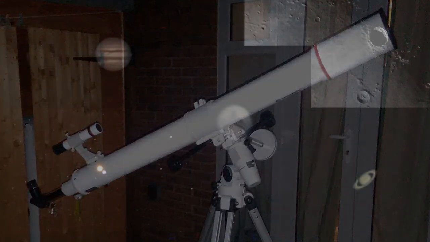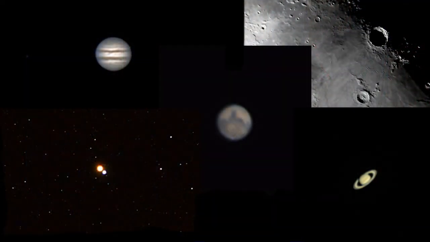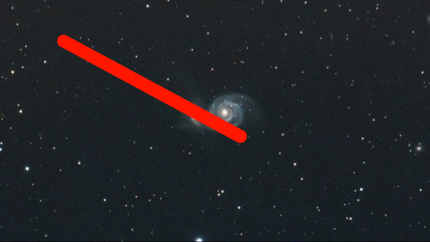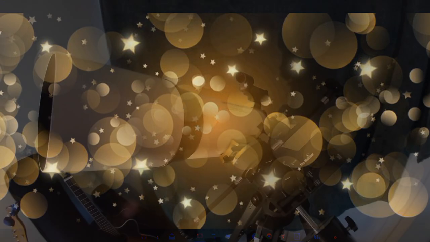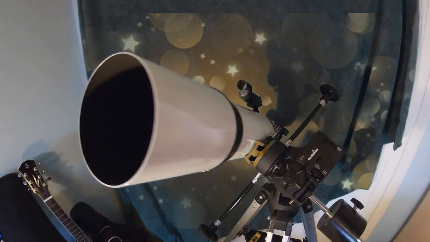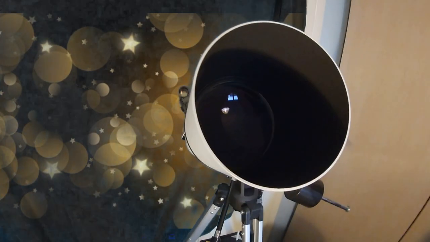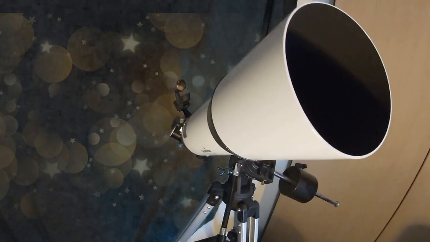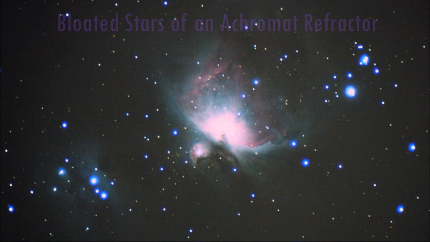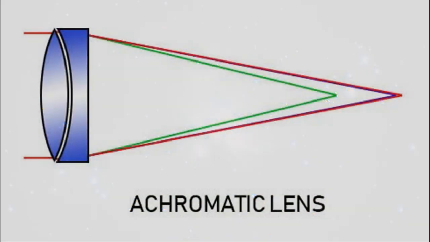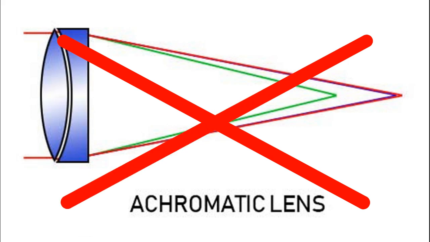They are great for visual work such as planets and the moon and double stars, but because they're optically very slow, they're not really suitable for deep sky imaging. They do make shorter, faster achromats like my 4-inch F5, but these are only really meant for low power wide field observing. If you pump up the magnification or attach a camera to it, you'll see bloated purple stars known as chromatic aberration. And this is from the telescope's inability to focus all wavelengths at the same point.